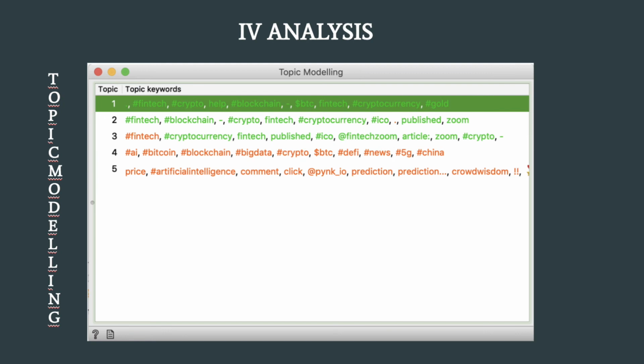And the fifth one is about hashtag AI, hashtag Bitcoin, hashtag blockchain, hashtag big data, hashtag crypto, hashtag DeFi, hashtag news, hashtag 5G, and hashtag China. The fifth topic is talking about Twitter users talking about the prediction of Bitcoin, gold, Nasdaq, price, and artificial intelligence through their tweets.